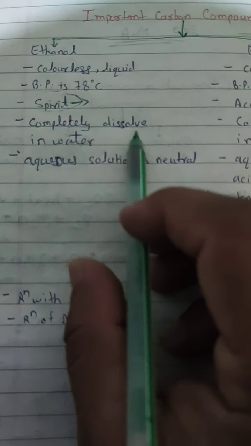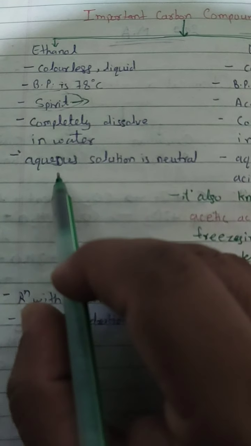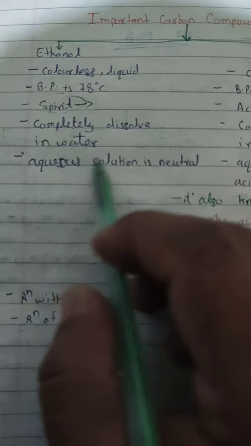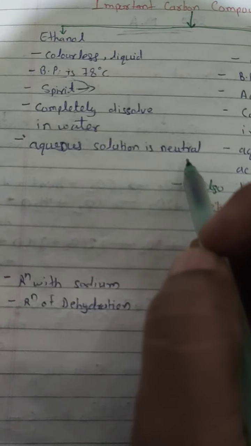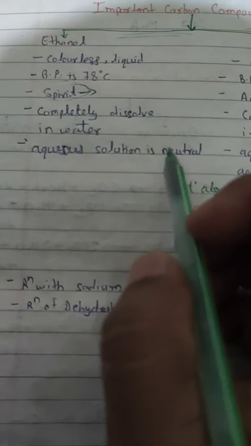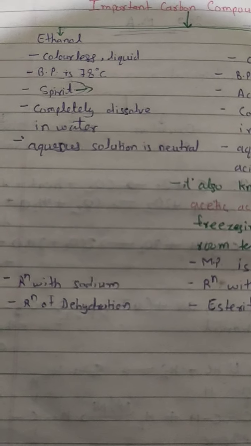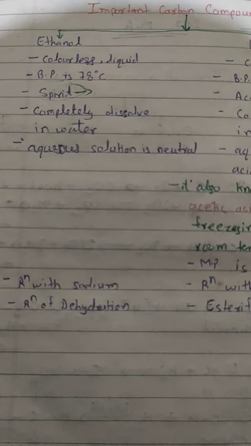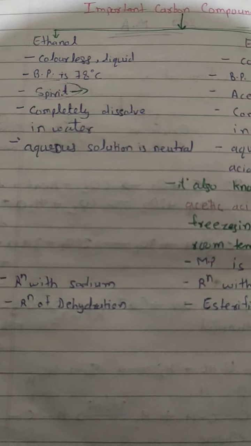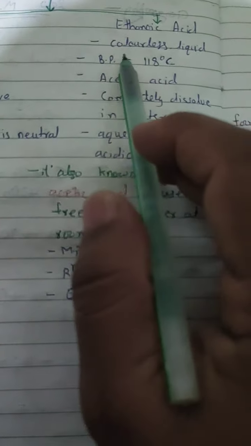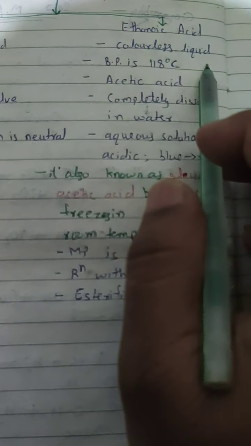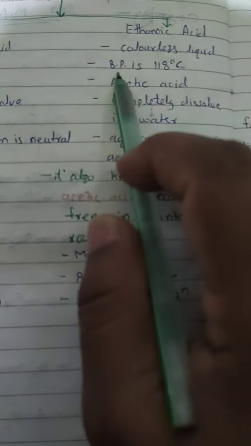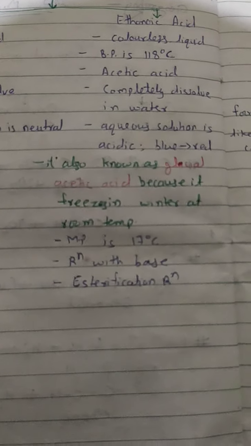Ethanol is completely dissolved in water and the aqueous solution of ethanol is neutral. Aqueous solution means the ethanol mixed with water. If you put pH paper or litmus paper, it does not show any effect. Understood? Now come to ethanoic acid. Ethanoic acid is also a colorless liquid at room temperature. Its boiling point is 118 degrees Celsius.